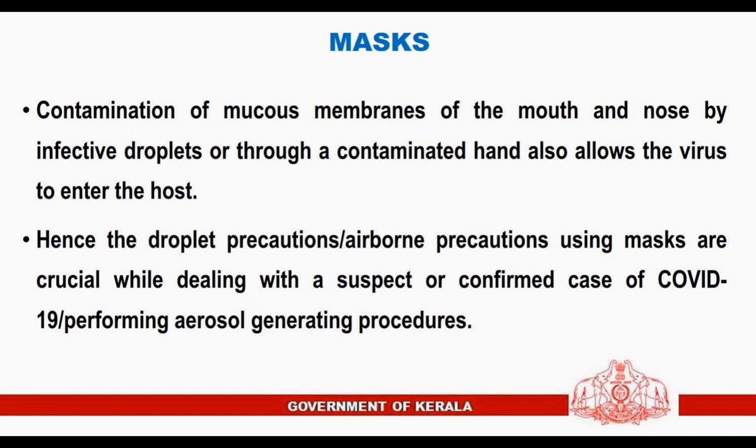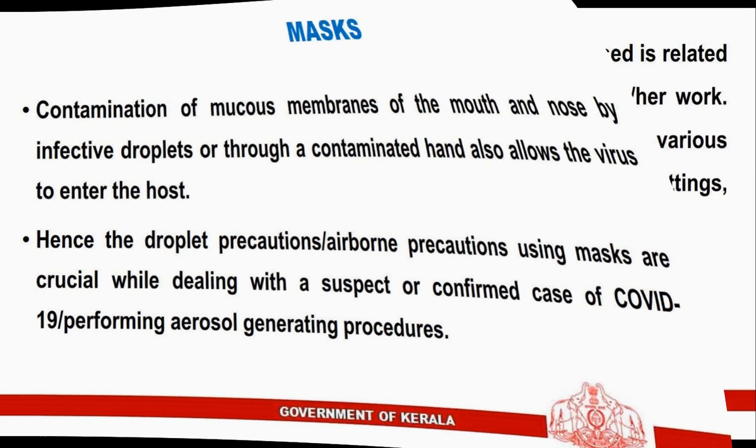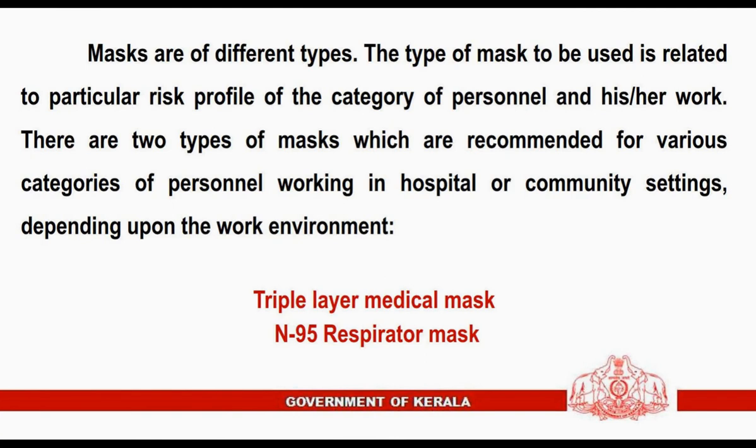Hence, the droplet precautions or airborne precautions using masks are crucial while dealing with a suspect or confirmed case of COVID-19 or performing aerosol-generating procedures. Masks are of different types. The type of mask to be used is related to the particular risk profile of the category of personnel and his or her work. There are two types of masks which are recommended for various categories of personnel working in hospital or community settings, depending upon the work environment: triple-layer medical mask and N95 respirator mask.